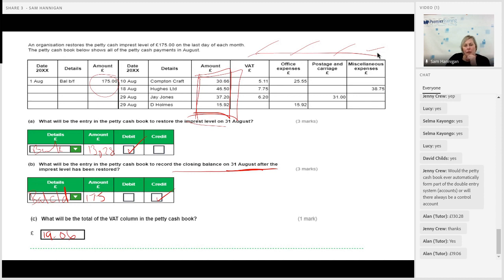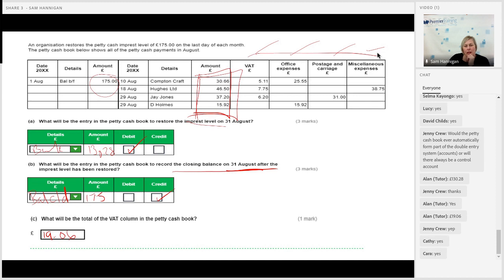Okay, are we okay with that? Because we're now going to move on to the last bit. Yeah, fab.